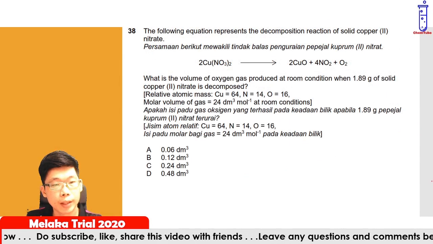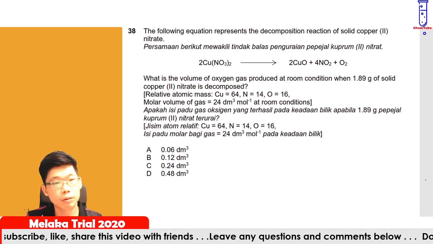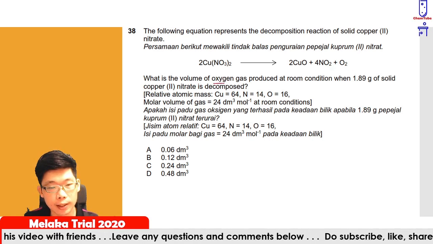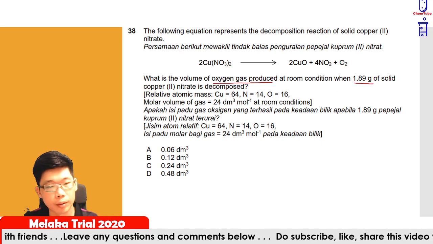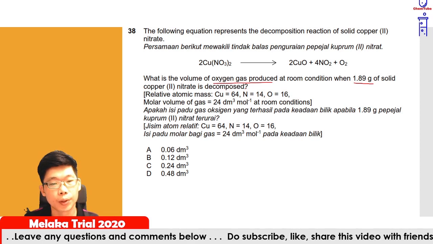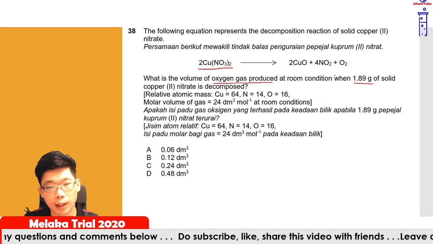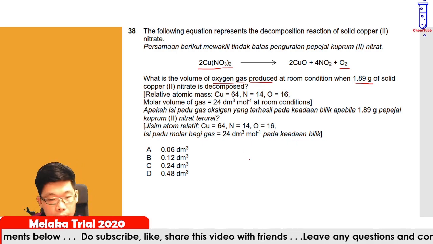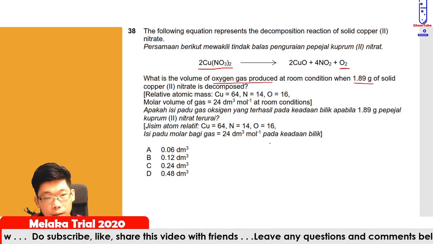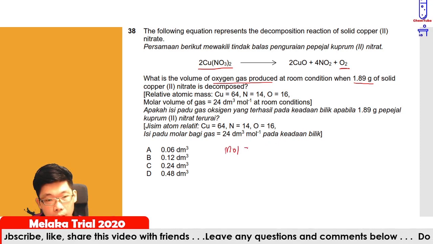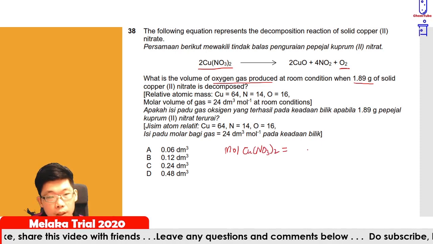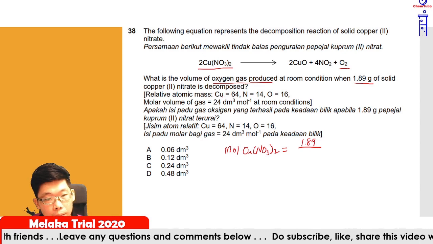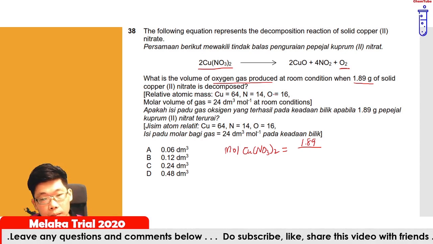38. Okay, the following equation represents the decomposition of the solid copper(II) nitrate, producing copper(II) oxide, nitrogen dioxide, and then oxygen. So what is the volume of oxygen gas produced at room condition when 1.89 gram of solid copper(II) nitrate is decomposed? Okay, so meaning that now we want to compare copper(II) nitrate and then the oxygen gas. So again, we need to find out the mole first. This is a solid given, so the mole of copper(II) nitrate is 1.89 over the molar mass.